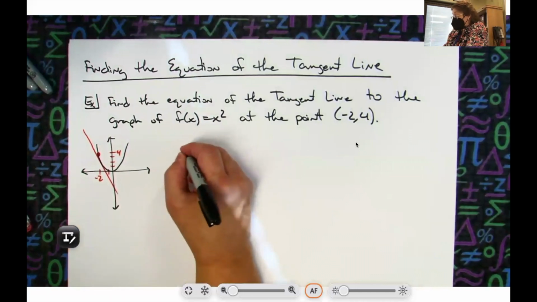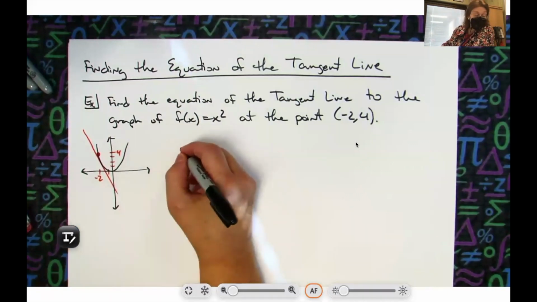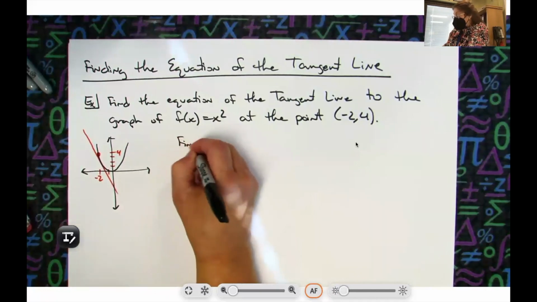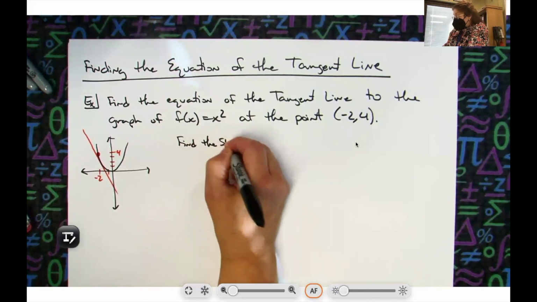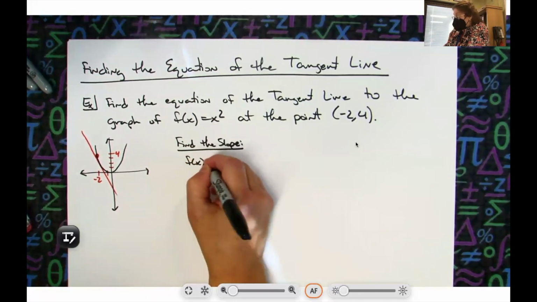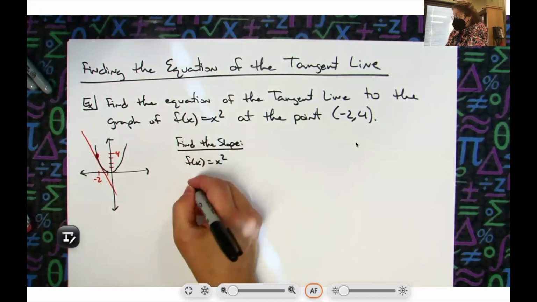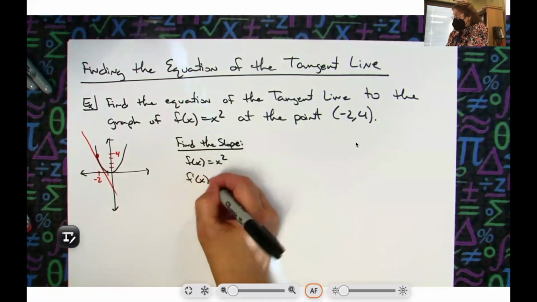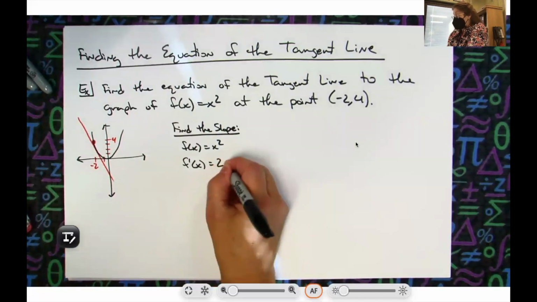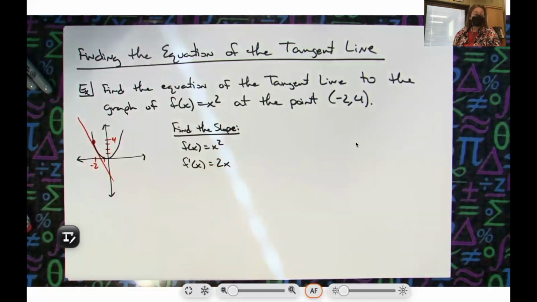So I'm deciding how I want to write this. Step one: find the slope. I'm going to take f of x equals x squared and take the derivative. F prime of x equals, the derivative is what? 2x, because we now know the power rule. 2x.